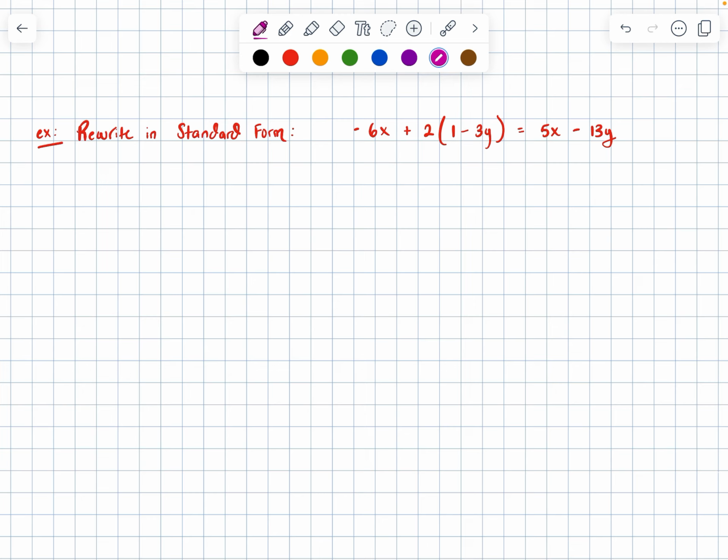Let's do some slope, and then we'll call it a day. I lied. We're going to do standard form first. Sorry. Negative 6x plus 2(1 minus 3y) equals 5x minus 13y. So you'll hopefully remember standard form is ax plus by equals c.